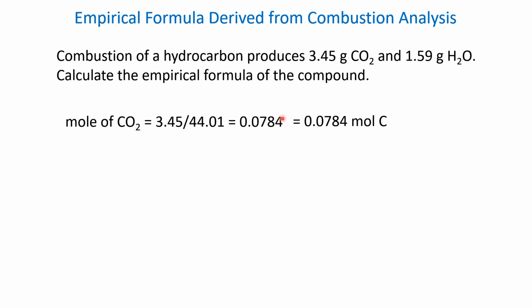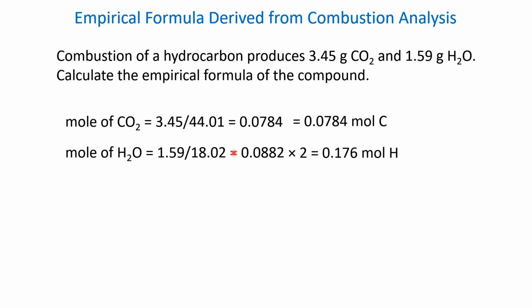Now, the mole of water will also be calculated by the mass divided by the molar mass of water. You get 0.0882. Now, you need to find the number of moles of hydrogen. Because there are 2 hydrogens in one water molecule, you need to multiply the moles of water by 2. Then you get the moles of hydrogen. That's double this number. It gives you 0.176 mole of hydrogen. Now these 2 numbers are used for the next step.